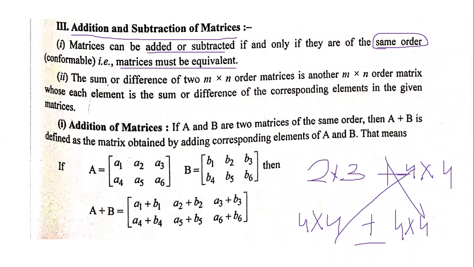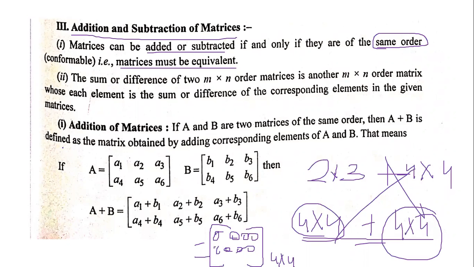Then the sum or difference of two m into n order matrices is another m into n order matrix whose each element is the sum or difference of the corresponding elements in the given matrices. So what they are trying to say here is, if you add two 4 into 4 matrices, you will get another matrix which is again 4 into 4, where the elements of this matrix are nothing but the sum or difference of the elements we have considered here. This you will understand when we start with the addition and subtraction of matrices.